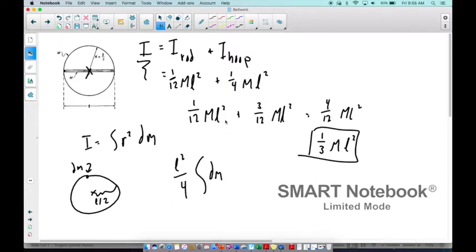Yay, not too bad. So the big lesson there is that whenever you have a compound object like this rod-hoop system, treat each object in that system individually and then just add them together.